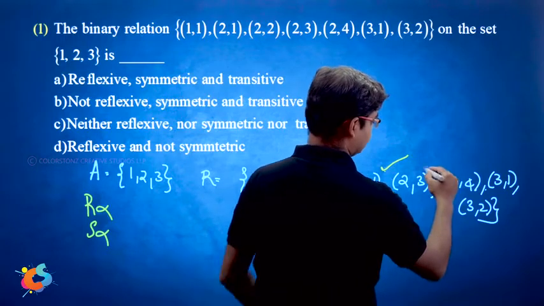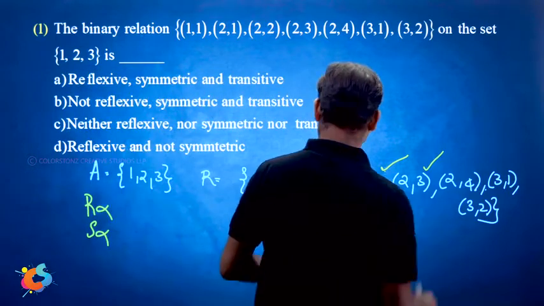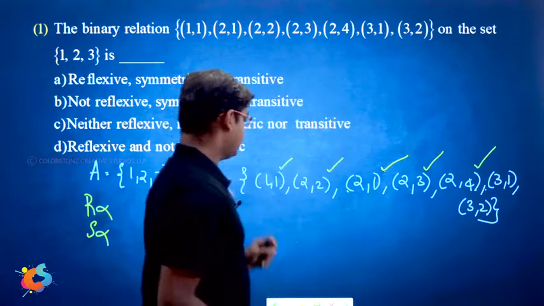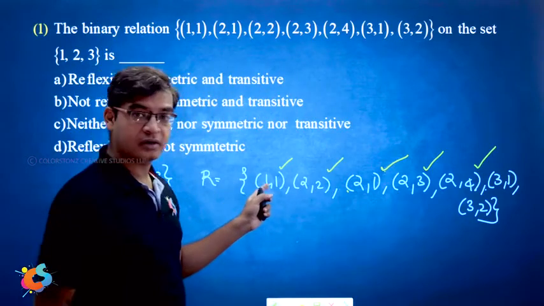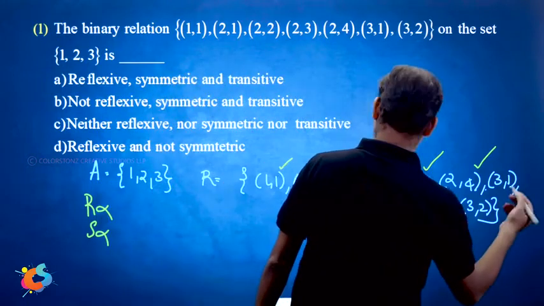Next, (2,3), (3,2). (2,2) is also there. (2,4), and no other ordered pair is starting with 4. So no checking is needed. (3,1) is there. Any other ordered pair starting with 1? (1,1). So (3,1) is present.